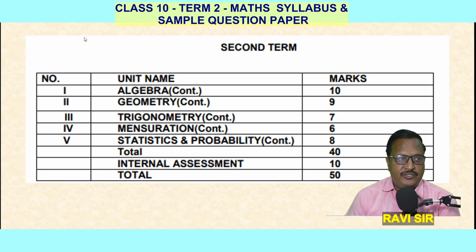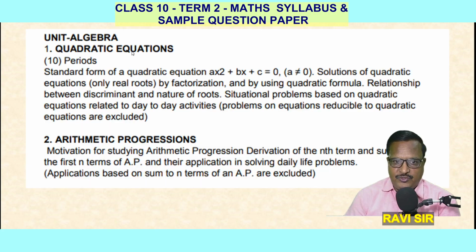Algebra means there are 2 chapters, quadratic equations and arithmetic progression. These 2 chapters together we are going to get 10 marks. Okay. So what is given in the quadratic equations? Only what is not there in the syllabus: problems on the equations reducible to quadratic equations are excluded. In my lesson, the concept of problems on equations reducible to quadratic equations is excluded, so you need not prepare that.